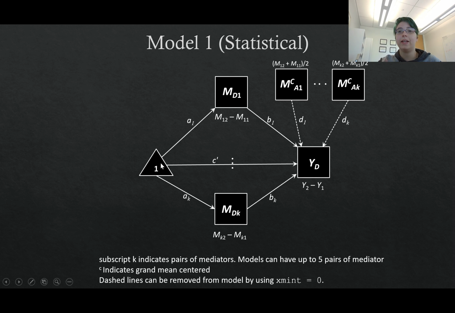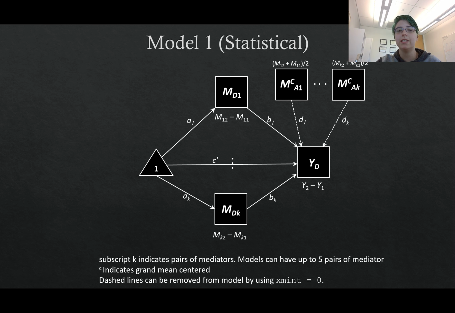This is why, in particular, I have both the conceptual diagram so that you can understand what it is that we're doing, but then also the statistical diagram so you understand what it is we're actually estimating. And you'll notice that the mean-centered average of the pairs of mediators are included here in this model predicting Y. And this is where that XM interaction comes in. Again, you'll see the dashed lines here suggesting that if you turn the xmint option off, then this part of the model will go away.